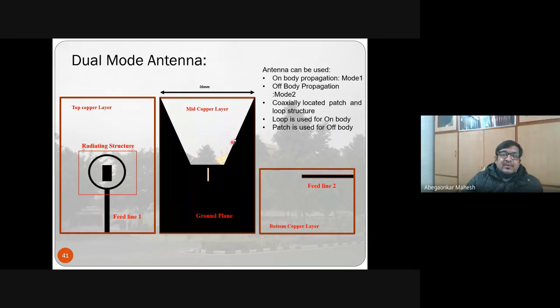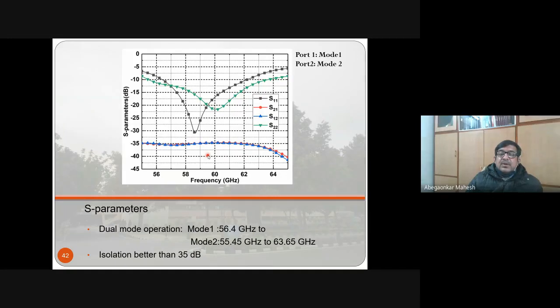These are the plots for the S parameters, mode 1 and mode 2. We have sufficient bandwidth in both the modes, and this is the coupling. Coupling is better than minus 35 dB. For dual mode operation, in mode 1 you get 56.4 gigahertz, and in mode 2 it is 55.45 to 63 gigahertz. So both modes are possible in the same band with very good isolation, better than 35 dB.